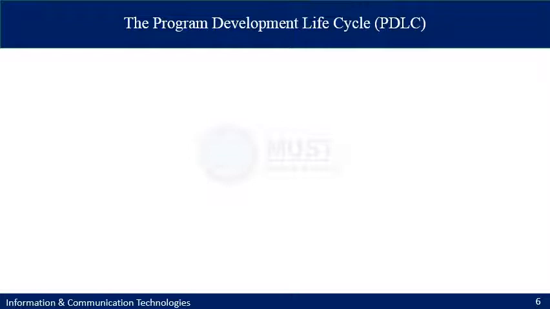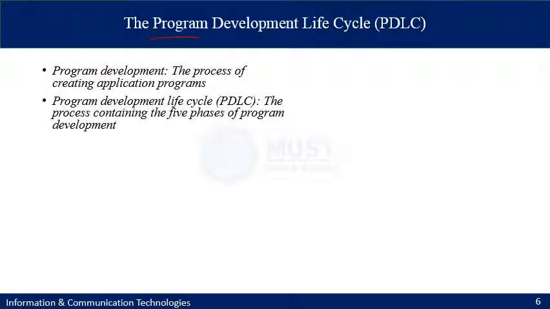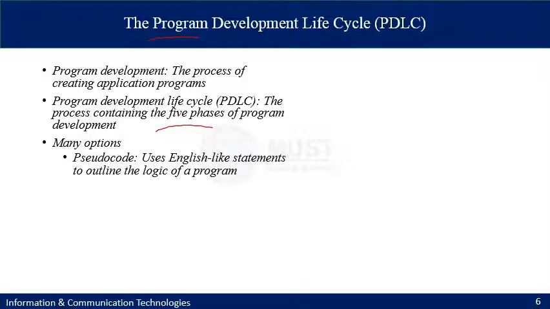These phases are elements of the program development life cycle. Program development is usually a process of creating application programs, and the program development life cycle is the process containing 5 phases of program development. You can have many options to represent these 5 phases.